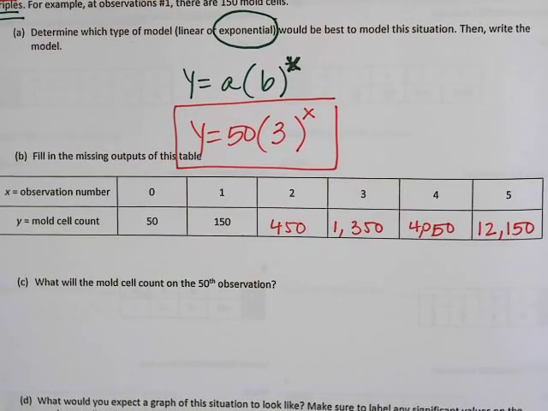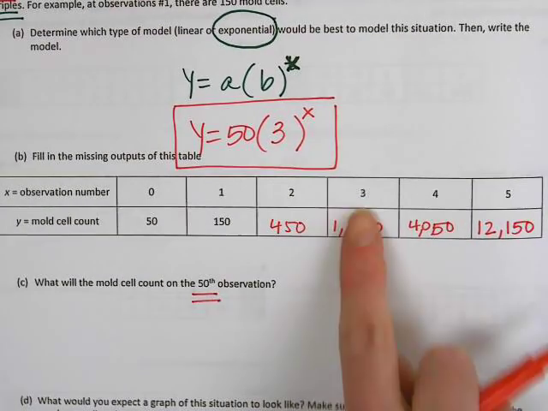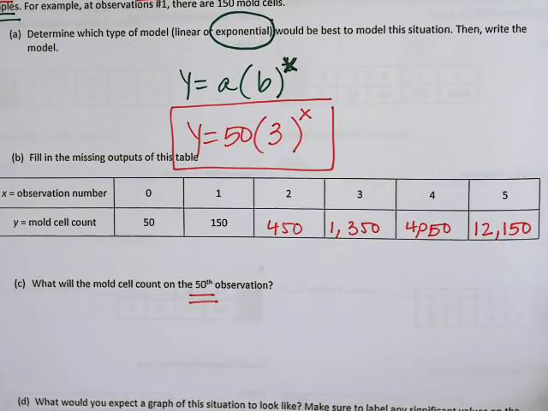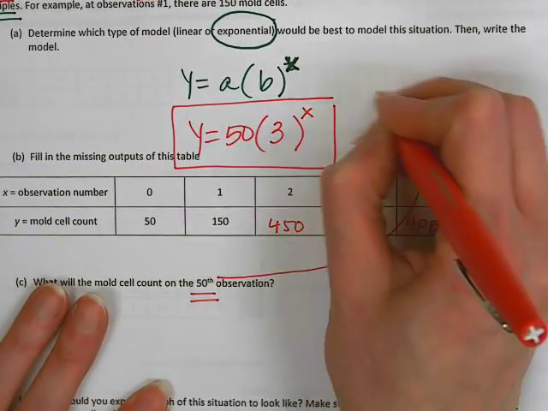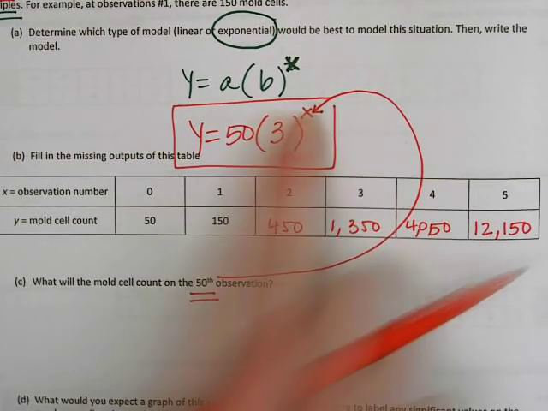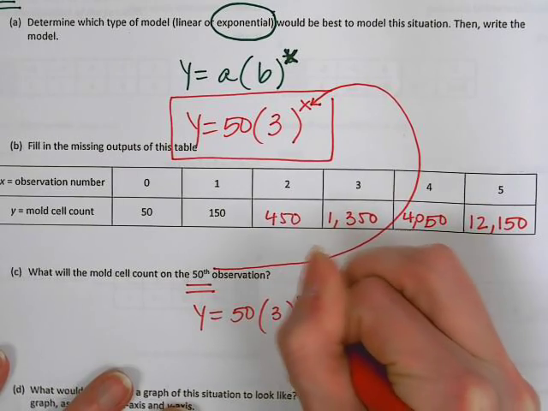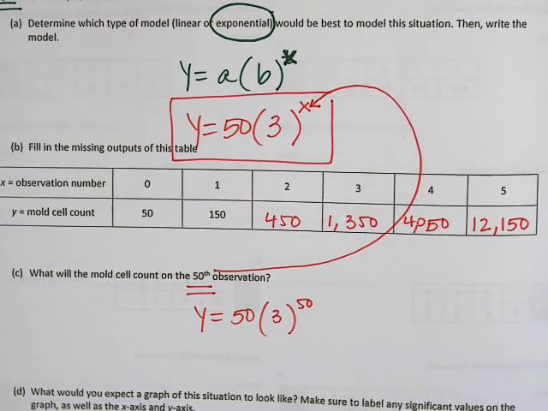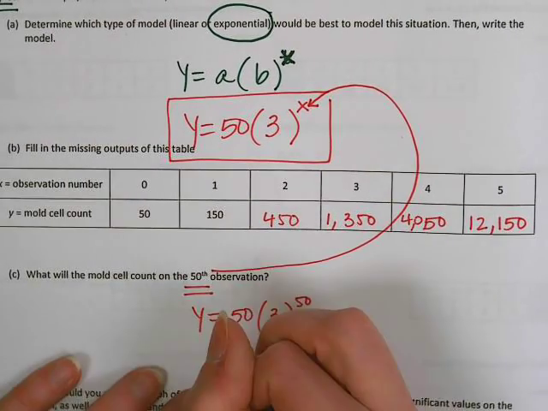Okay, and then part C says, what about on the 50th observation? Now, I guess you could just keep multiplying by 3, but much easier would be to just plug 50 in for x, since x stands for the observation number. Okay, so we're just going to plug in 50, and it's going to be y equals 50 times 3 to the 50th power. And if you calculate that, and please do this with me, it's going to be a huge number.